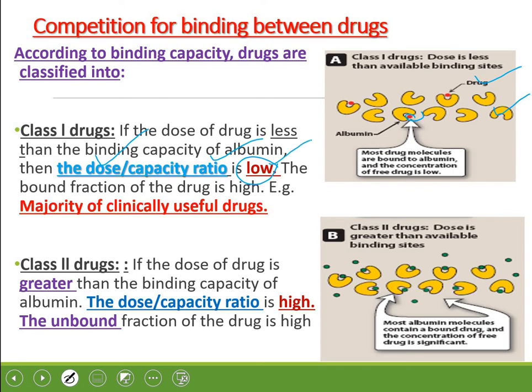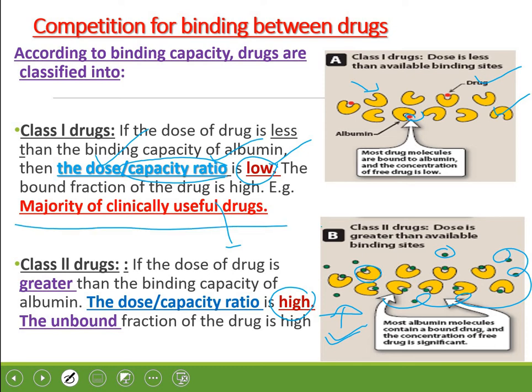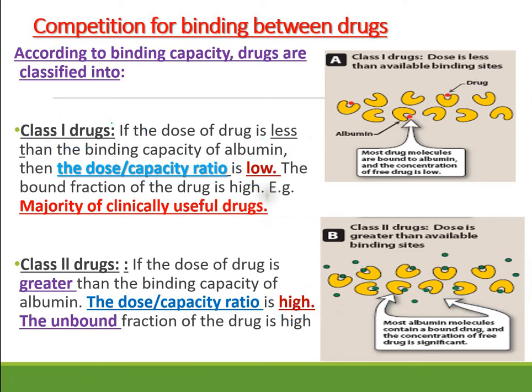You see, the dose to capacity ratio with respect to the number of albumin is low. And if this is high, it means the albumin is saturated and the free amount of drug molecules is very high. Consequently, this drug has a high risk of toxicity. In the majority of cases, drugs belong to class 1, and the majority of the clinically used drugs belong to this category of class 1.